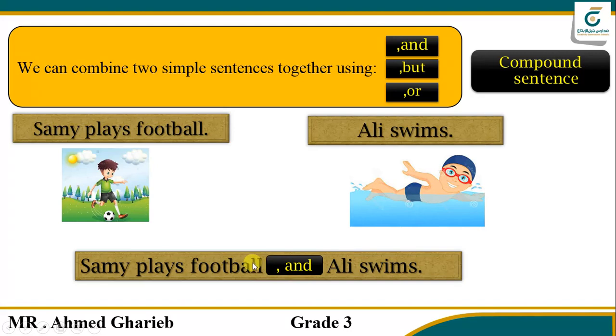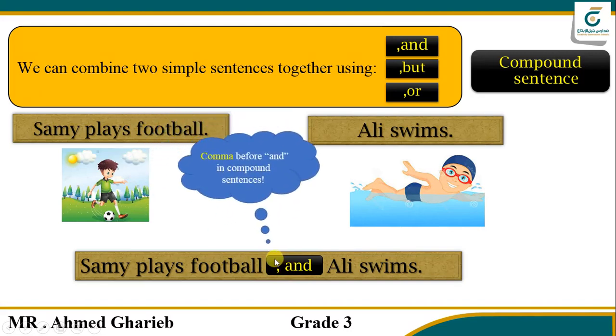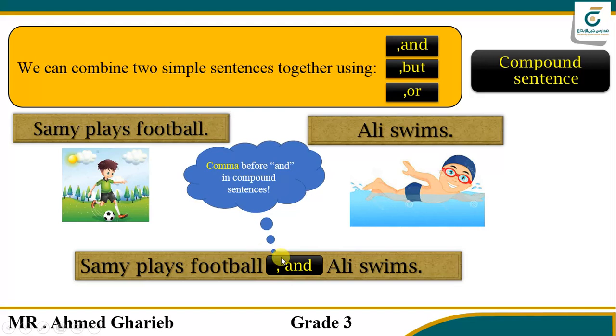But be careful. There's a comma before and, the same with but and or. Okay? When we combine two sentences, don't forget to put a comma before and, but, or. Okay? Now let's have some more examples.